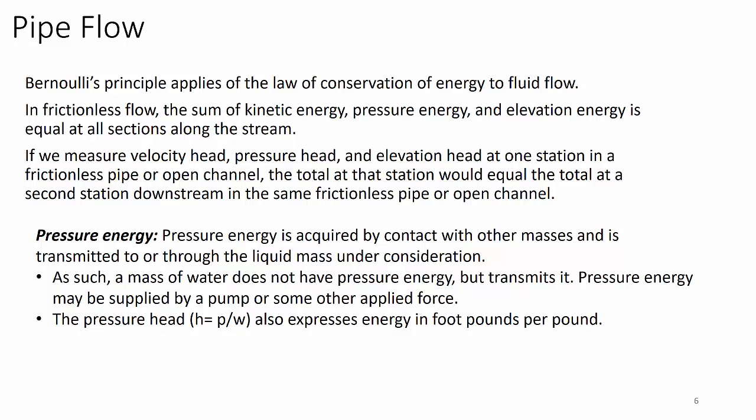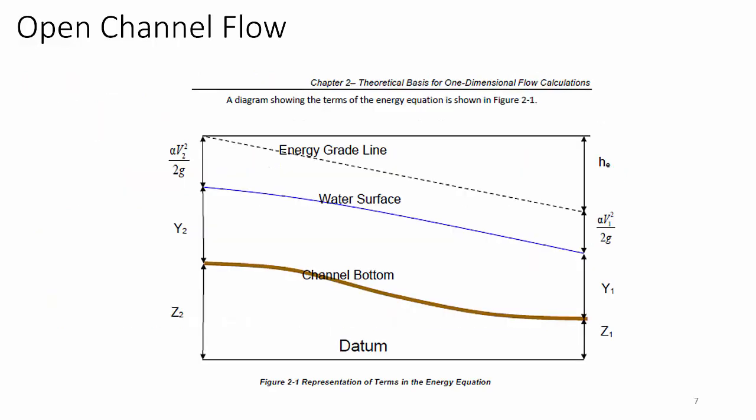If we measure velocity head, pressure head, and elevation head at one station in a frictionless pipe or open channel, the total at that section would be equal to the total at a second section downstream in the same frictionless pipe or channel. Of course, there's no such thing as a frictionless pipe or channel. But once you realize that they're equal, then the only difference between them will be friction. And that's, of course, what we're seeing when we look at the energy equation cross-section in water.